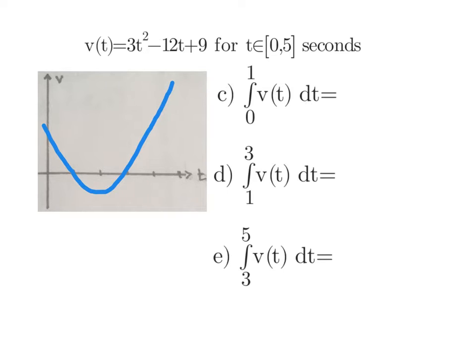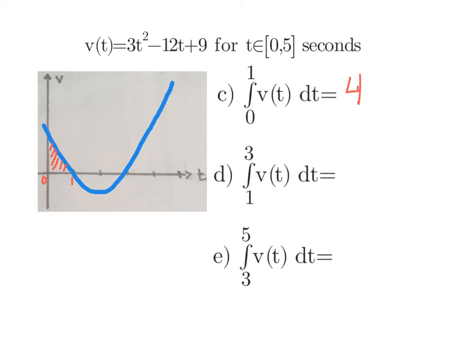Next, I asked for 3 different integrals, and you could find these integrals by hand, or you can find them on your graphing calculator. Either way is fine with me right now. But for C, we want to find the integral from 0 to 1 of the velocity function. And from 0 to 1 means that we're going to find the area under the curve here from 0 to 1. Calculating that gives us a value of 4.